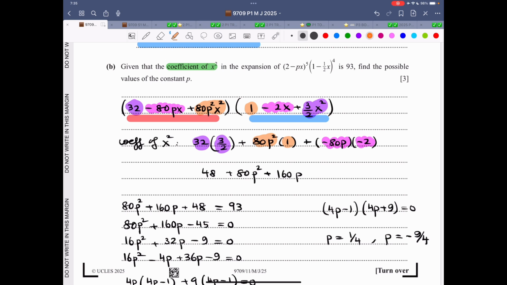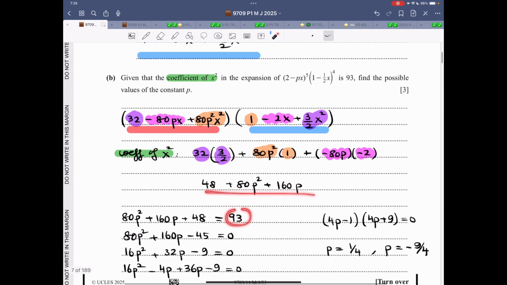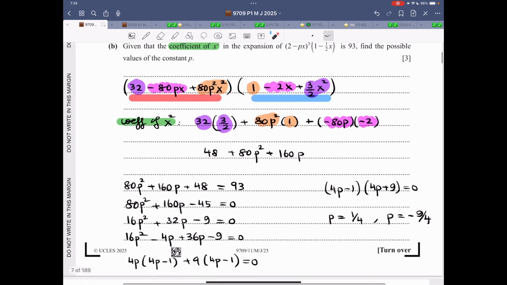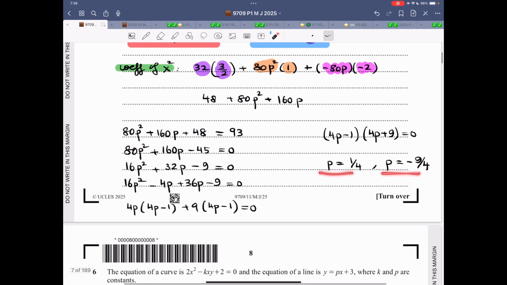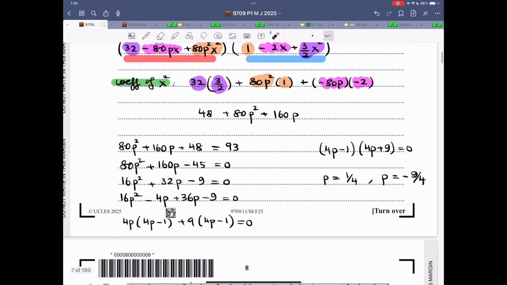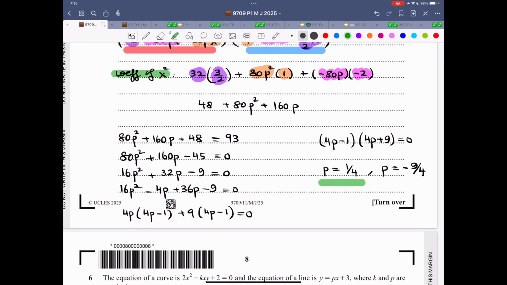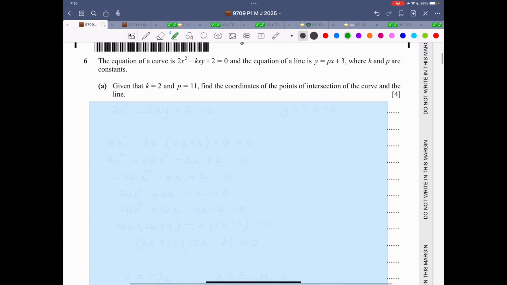Just focus on the coefficient of x square, add it all up, simplify, and equate it to 93 because it says so. So you have to read the question. That is common sense. You have to read it. So simplify, you get this thing, you divide, you factorize, you get two values. Are they asking both the values? Find the possible values. Possible values, p is negative 1/4, p is negative 9/4. Both answers are correct.